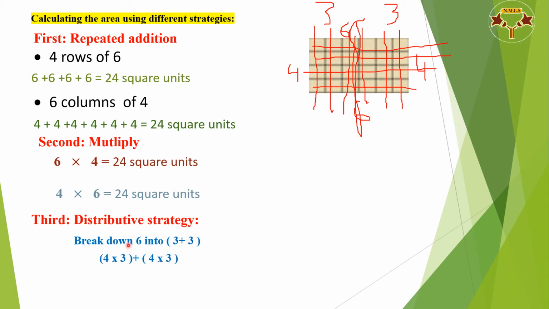The first product will be 12, and the second product will also be 12. 12 plus 12 will be 24 square units.